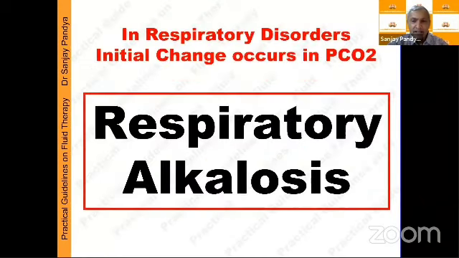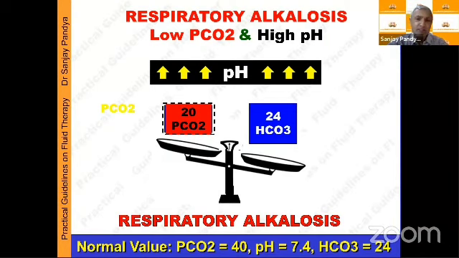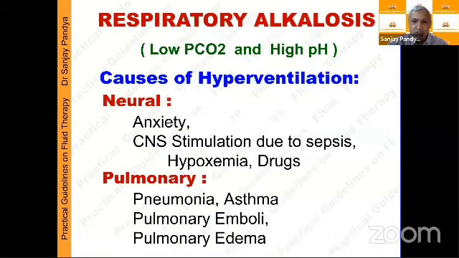And the last amongst all, the second disorder where the primary change occurs in PCO2, is respiratory alkalosis. So in respiratory alkalosis, the PCO2 will reduce. So reduction in PCO2 with increase in pH is the characteristic of respiratory alkalosis. Why does respiratory alkalosis occur? Whatever may be the mechanism, if there is hyperventilation, there is washout of CO2, and when there is washout of CO2, carbonic acid decreases, and because of the decrease in carbonic acid, it gives rise to alkalosis. So it may be neural causes, it may be pulmonary causes. All the causes are known to all of you. So this is the last disorder amongst the 4.